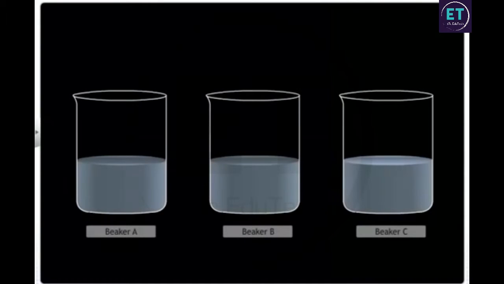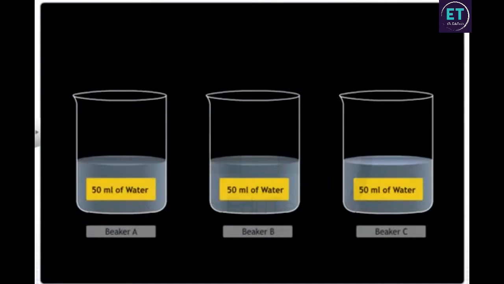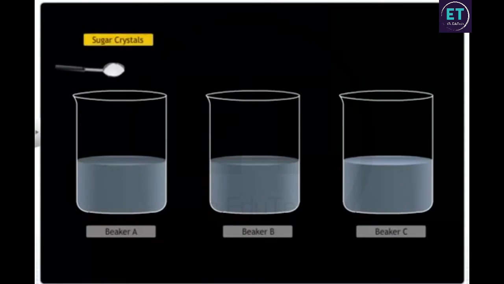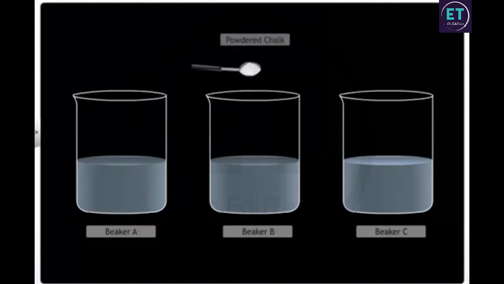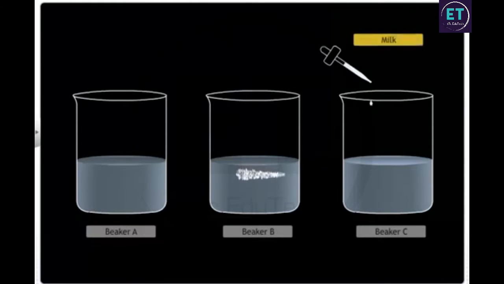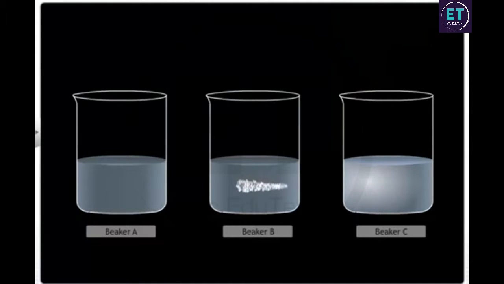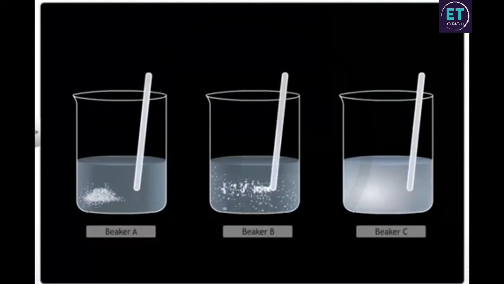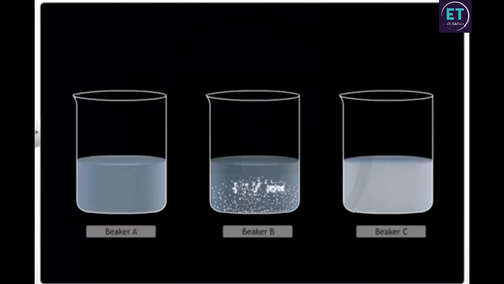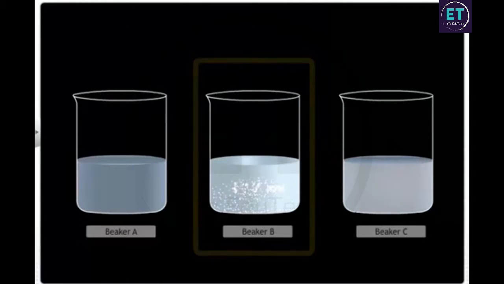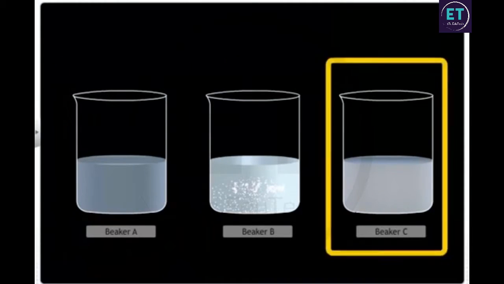Take 3 beakers with 50 milliliters of water in each. Add a spatula of sugar crystals to beaker A, a spatula of powdered chalk to beaker B, and a few drops of milk to beaker C. Stir well with a glass rod. Particles can be seen in beaker B, but not in A or C.